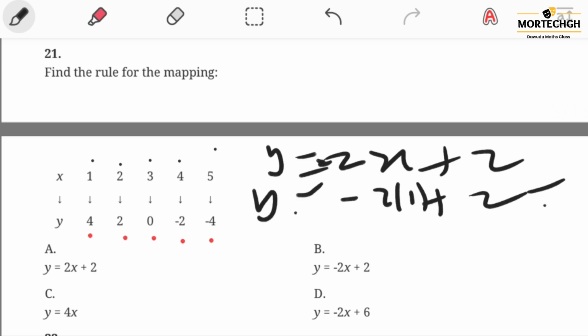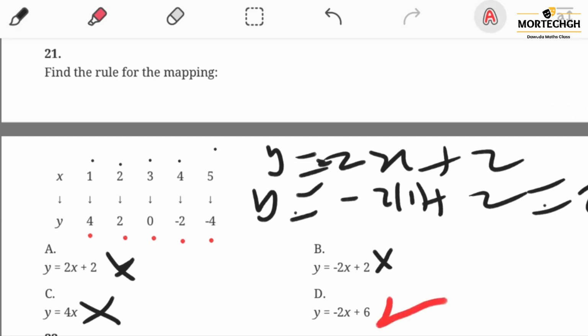Meaning y is equal to what? Y is equal to 0 because 1 is here. -2 times 1 will give you -2 plus 2, and -2 plus 2 will give you 0. Is it true when x is equal to 1? It's not true because when x is equal to 1, it gives you y equal to 4. So this is wrong. When you go through all, they will be wrong. It's only this equation that turned out.